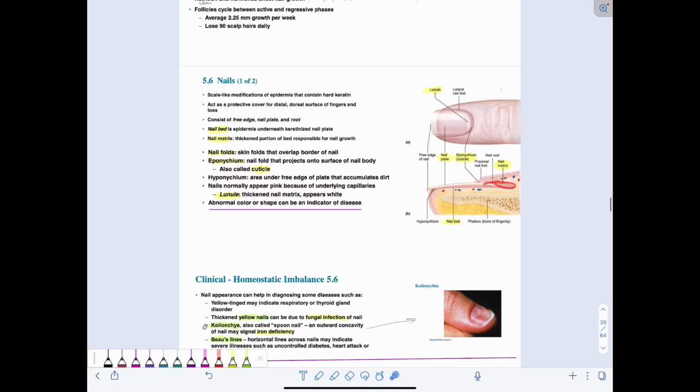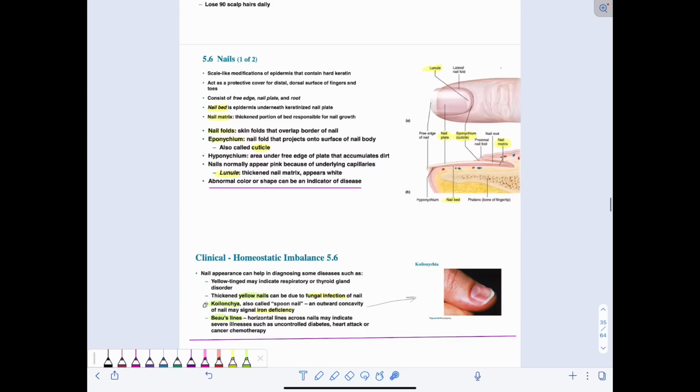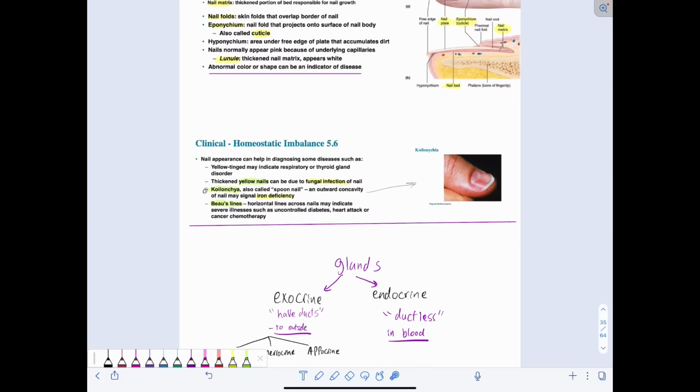Cuticle, we all know what that is, right? Also known as eponychium. I think it's eponychium. Anyway, so that's the cuticle. That's the little folds that we tend to push back. And then you have the lunula, which is the white portion here, right? And this is what doctors will most often look at. So speaking of doctors and homeostatic imbalances, try to understand that yellowish nails mean it's a fungal infection.